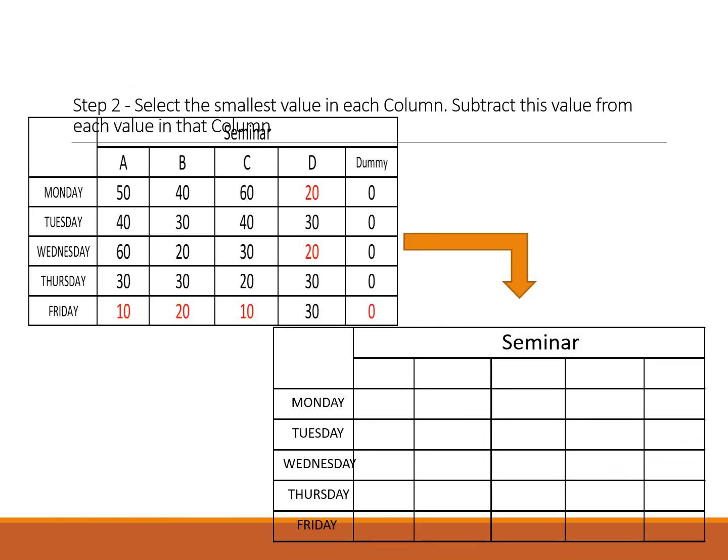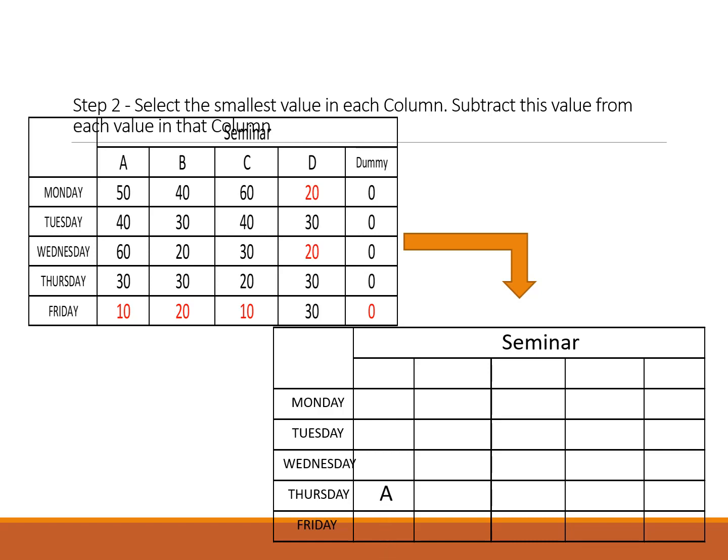Step 2: select the smallest value in each column and subtract it from each value in that column. So identify it in each column. Column A, meaning seminar A, the minimum value is 10. For seminar B, column B, the minimum value is 20. Seminar C, column C, the minimum value is 10. Column D, the minimum value is 20. And column dummy, the minimum value is 0. So subtract these minimum values from each column's values.